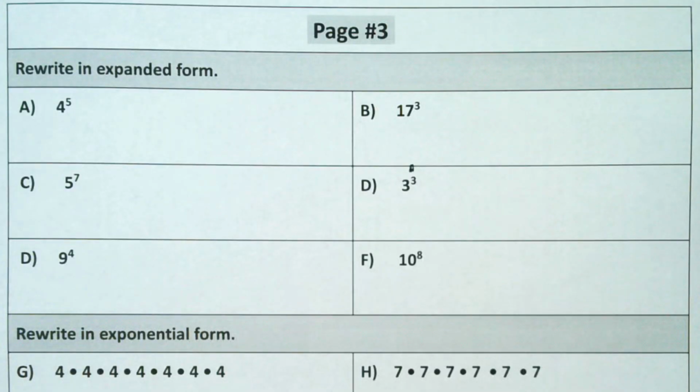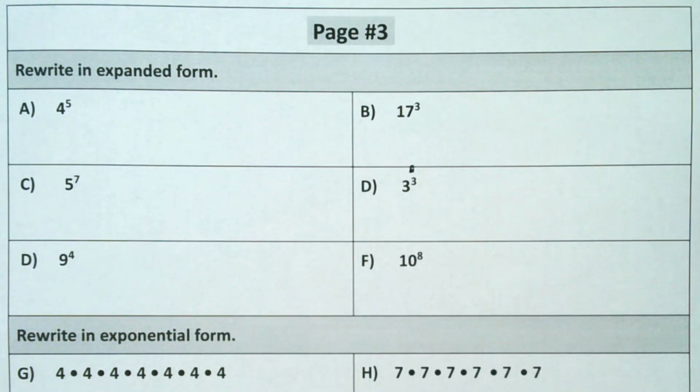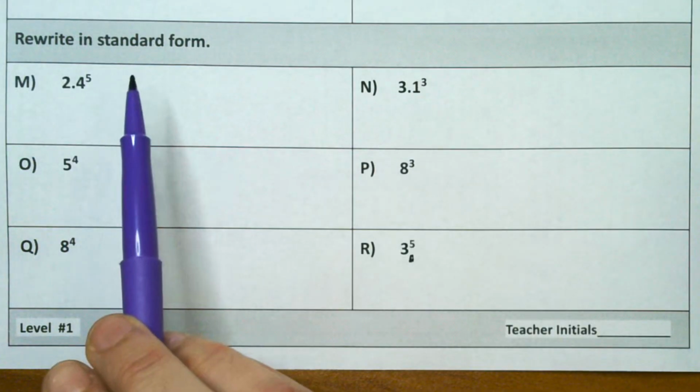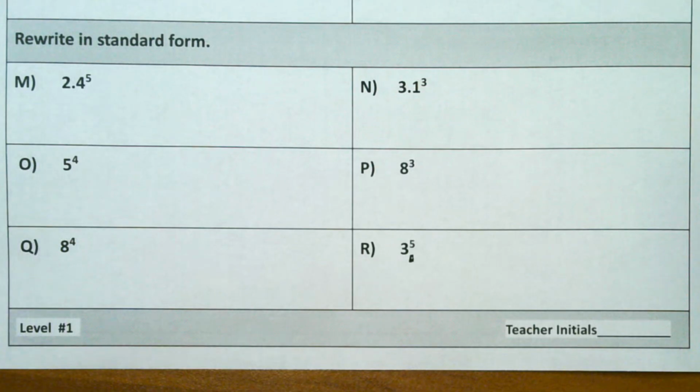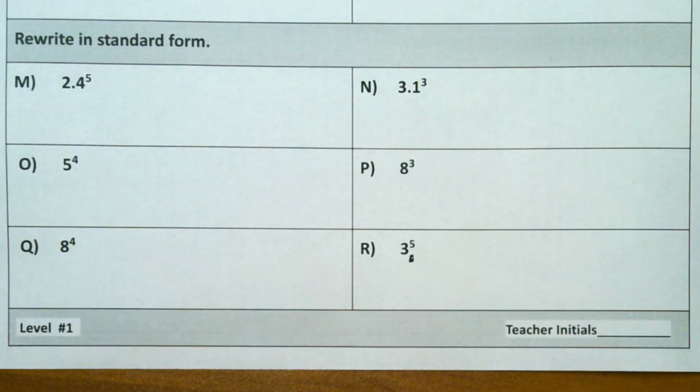All right, let's take a look at page 3. Page 3 is super similar to page 2, so I'm not going to go over much, but something I see students struggle with is problem M. So go ahead and go down to problem M on page 3. So remember, standard form is simply just the answer. So when you see a problem like this, when we have a decimal as a base, you're still going to treat it the same way you would as if it wasn't a decimal. So don't get freaked out by the decimal.